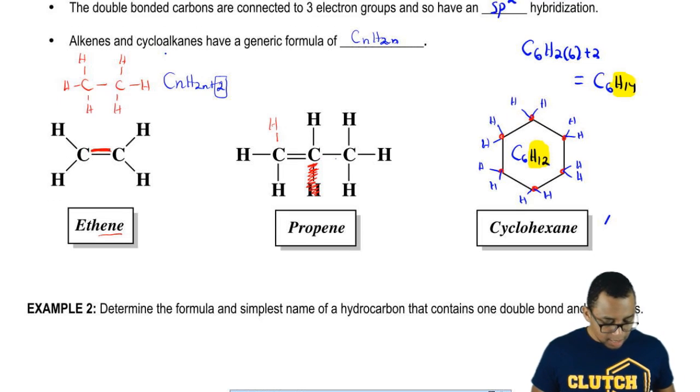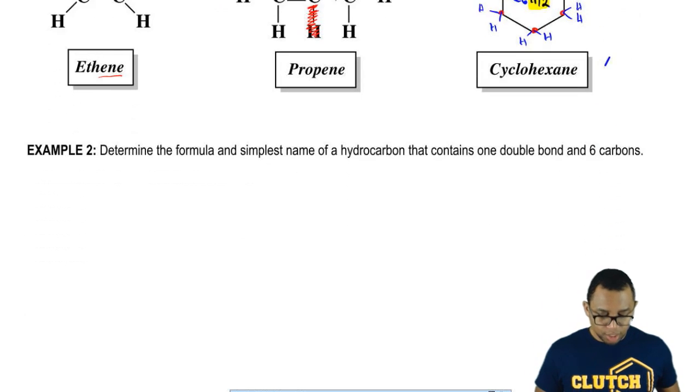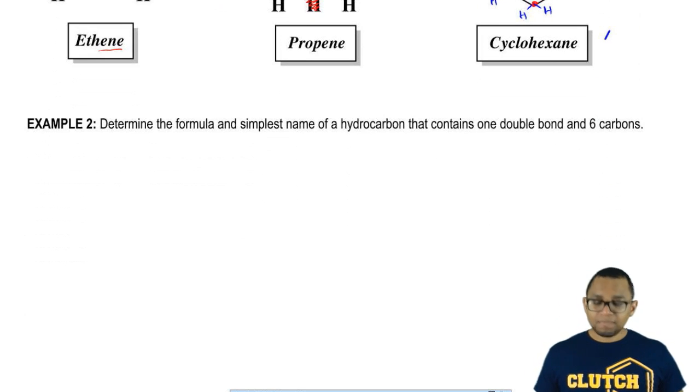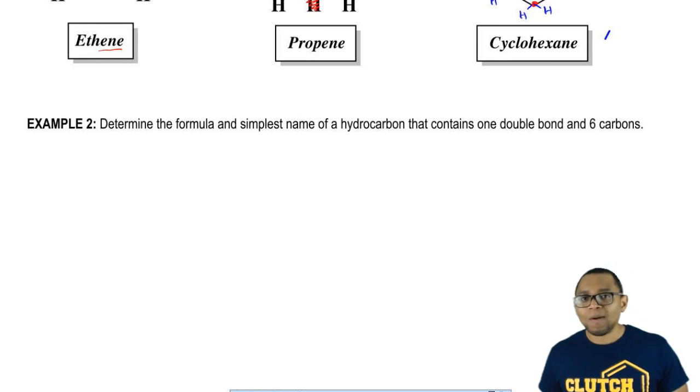Now that we've seen this, let's see if you guys can try to answer this question here. I just need the formula and the simplest possible name of a hydrocarbon that contains 1 double bond and 6 carbons. Attempt this on your own and then come back and see how I best approach it.